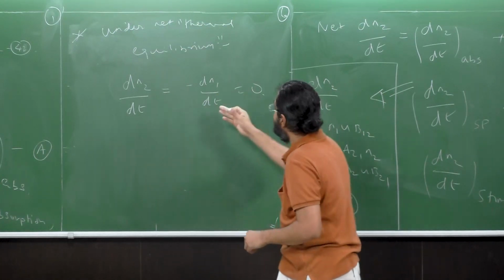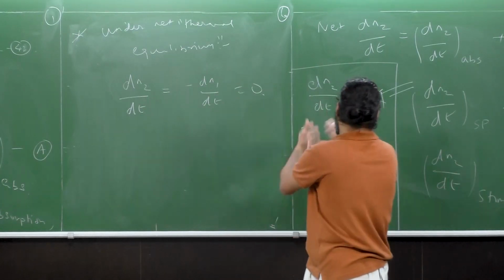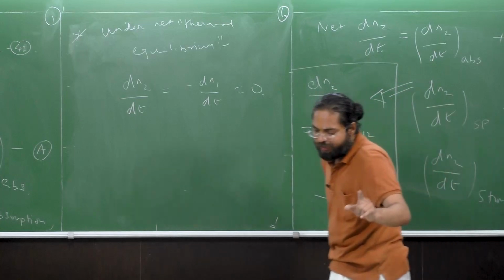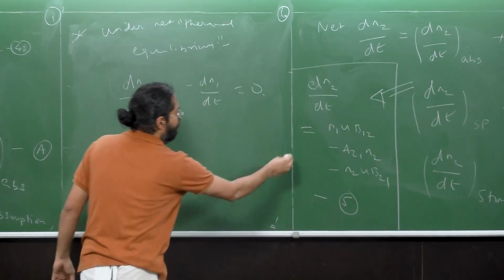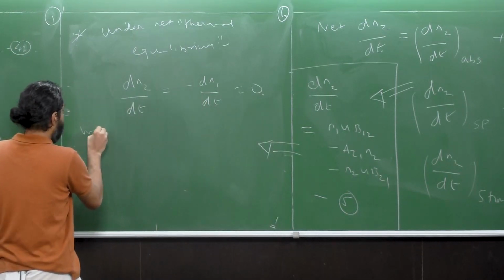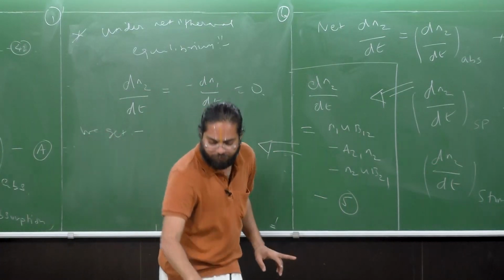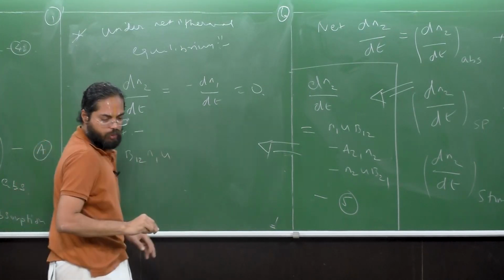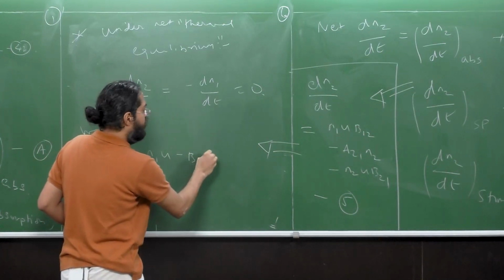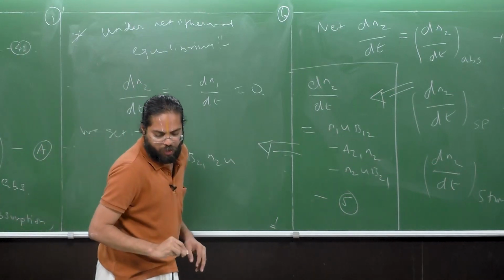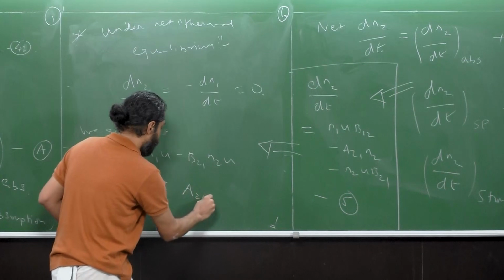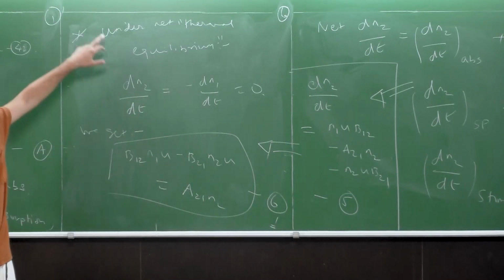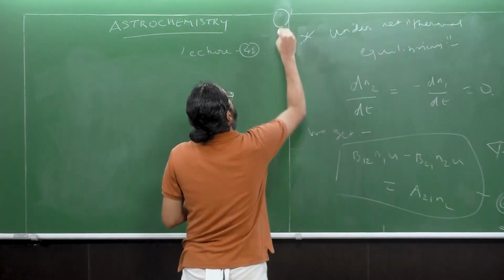So under this condition, what do we see? dN2 by dt is equal to negative dN1 by dt is equal to 0, which means that from expression 5 here, this is also going to be 0. Are we good? In other words, your expression 5 changes to, from expression 5, B12 N1 U minus B21 N2 U, which is equal to A21 N2. I'm going to call this the expression on page 6, so this is expression 6. So under thermal equilibrium, we get this expression. This is going to be page number 7.